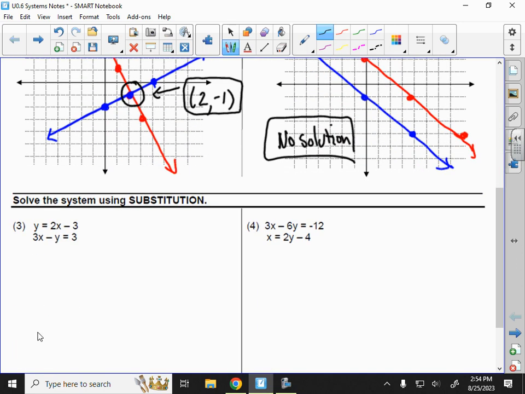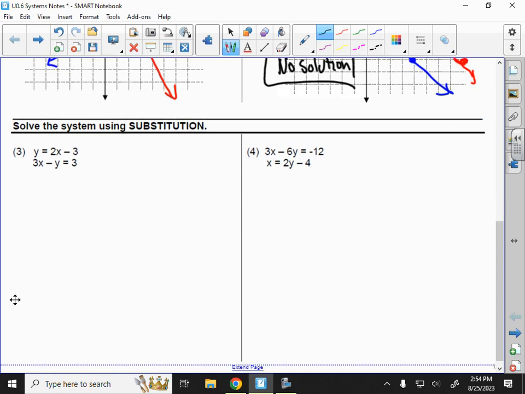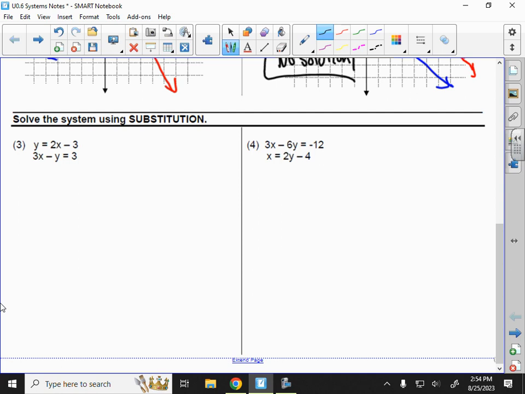All right, now another way that we can solve a system is by using substitution instead of having to graph every time. So with substitution, the idea is to get one of the variables, either x or y, by itself. So on number 3, the first equation, y equals 2x minus 3, it's already solved for y. And so what we're going to do is take this entire expression, 2x minus 3, and we're going to substitute it in for y in the second equation.